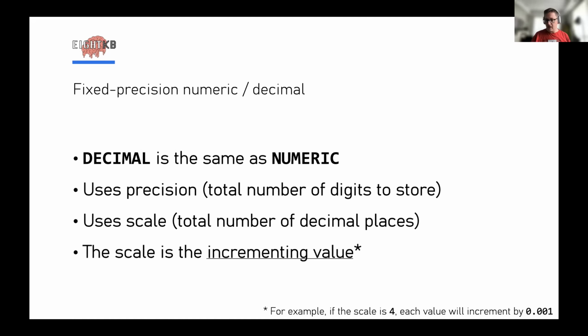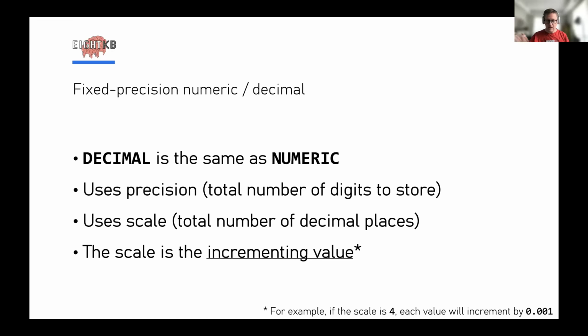So let's say you have a scale of 4. The money data type, for example, has a scale of 4. It has four positions after the decimal point. That means in a decimal, when you're looking at the binary, it will increment each value by that incremented value, or that scale.